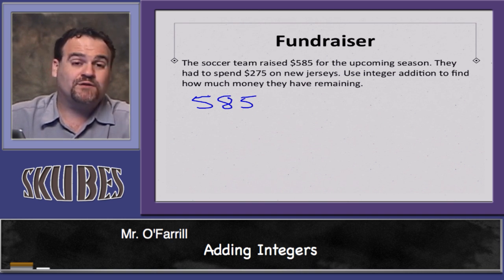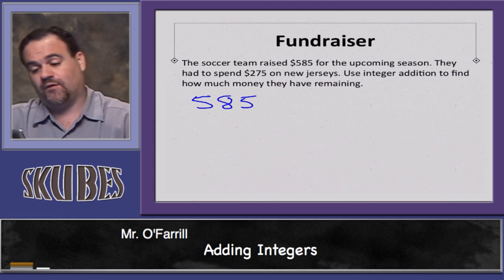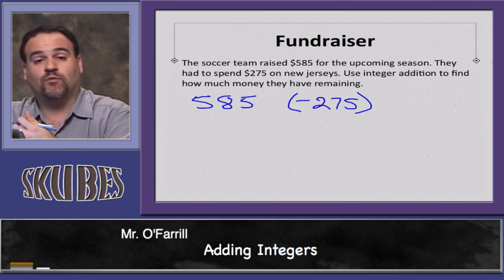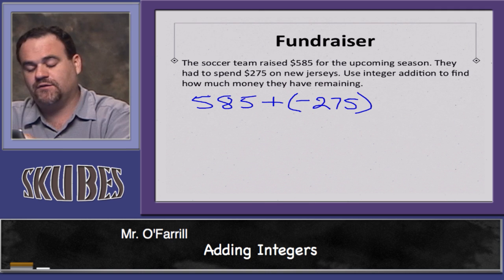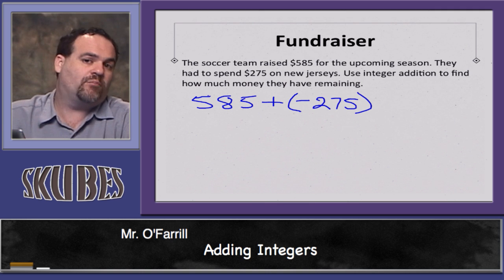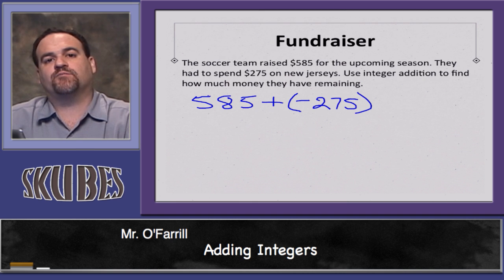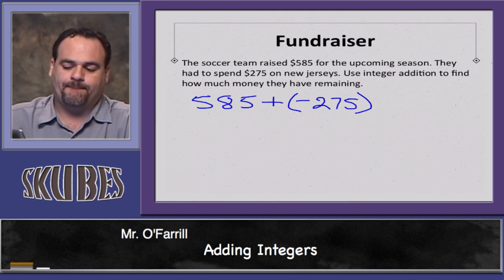But they had to spend money. When you spend money, well, that's a negative to your bank account. Money's being taken out. So this is a negative 275. And since the word problem asks us to use integer addition to do this, we're just going to add those two numbers together. Now, I think we both realize that we could have written this problem down as simply 585 minus 275. But within the confines of this problem, and to reinforce the idea of integer addition, this is how we're going to look at it.